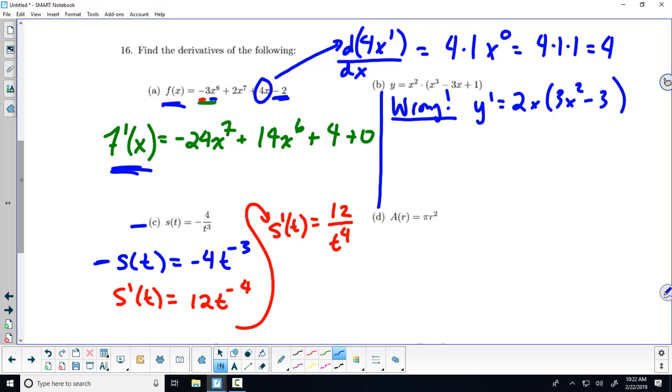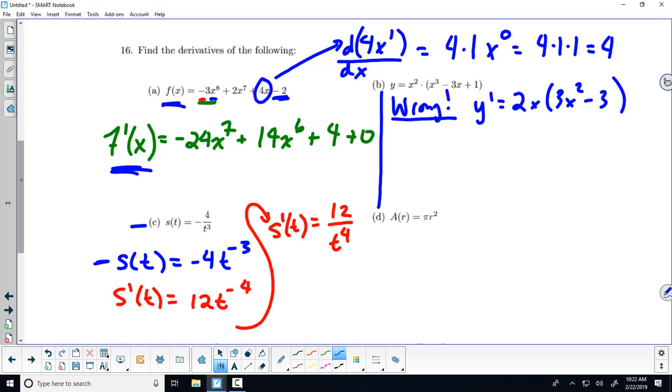The mistake that I made was assuming that the derivative of the product was the product of the derivatives, and I just took the derivative of each factor. That is a mistake. That is so wrong. That is the wrong way to do this problem.